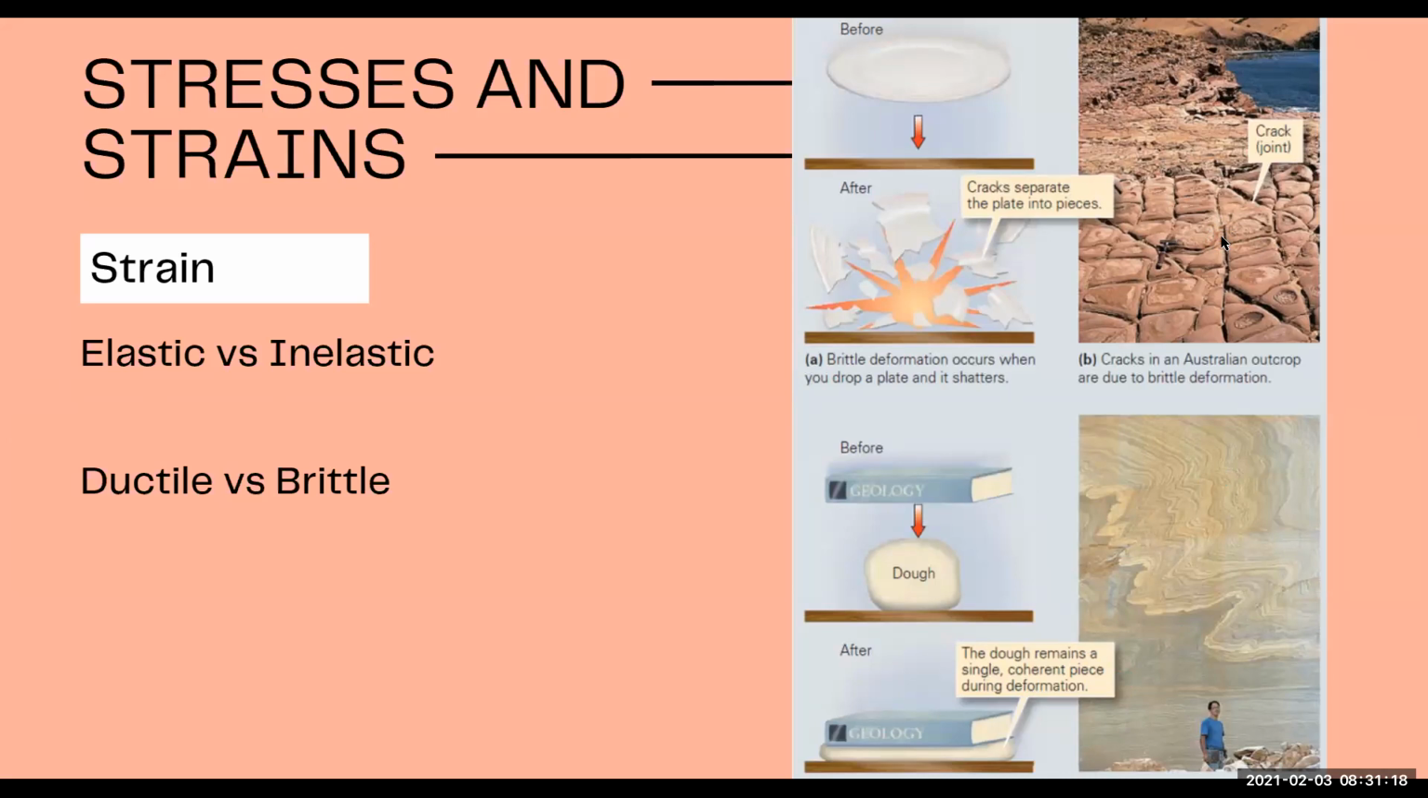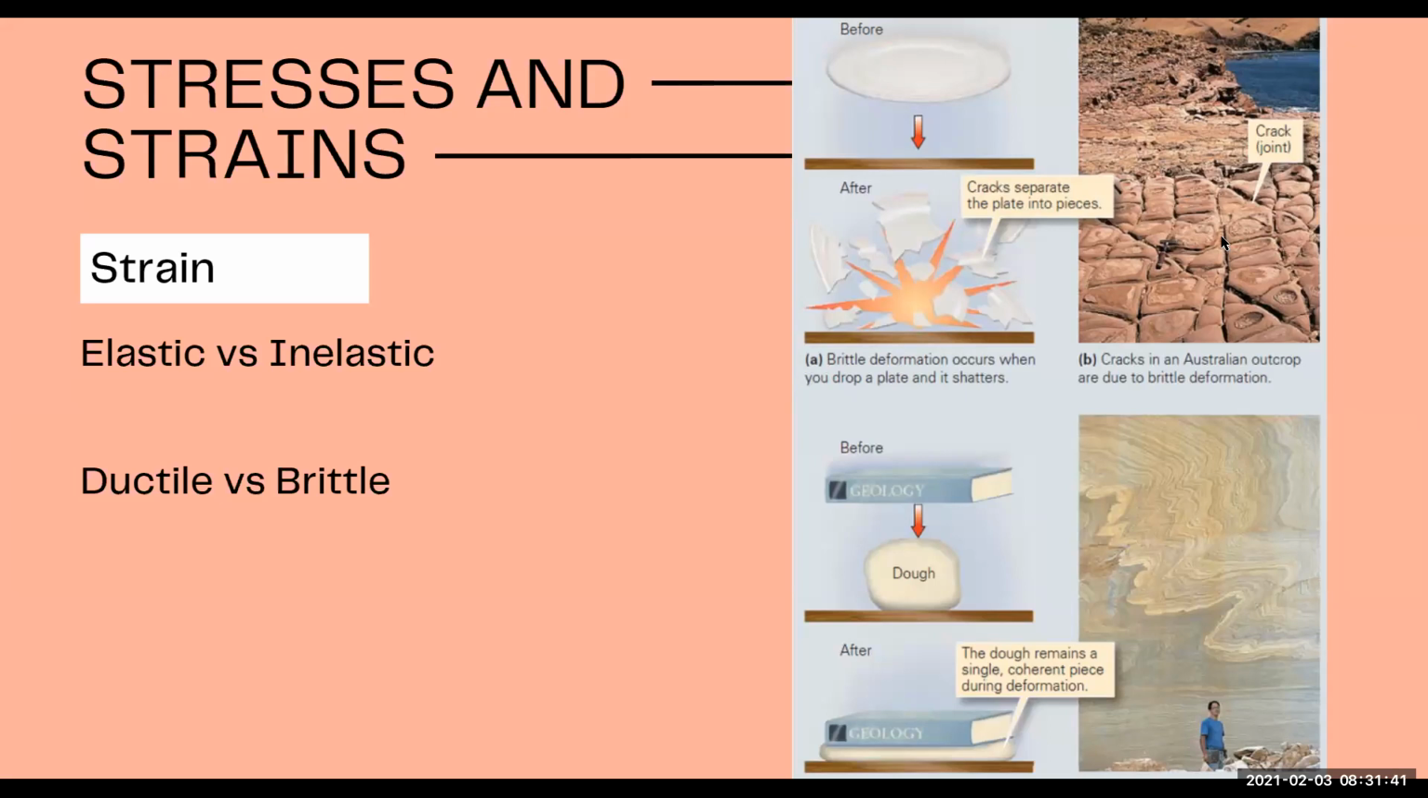So, pag sinabi nating inelastic, ito na yung changes na hindi nababalik sa original na form niya. So, elastic, magbabago siya pero babalik siya sa original form niya. Sa inelastic, magbabago siya pero definite na yon. Hindi na siya babalik dun sa original form niya. And we have two types of inelastic strains, okay?